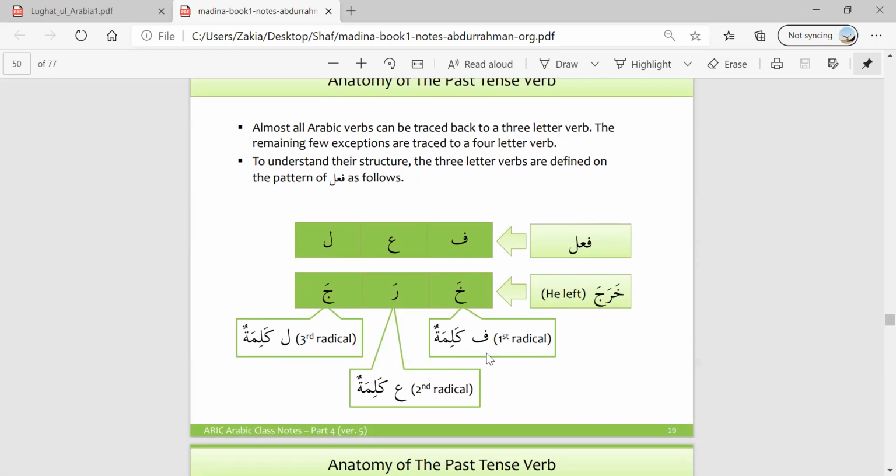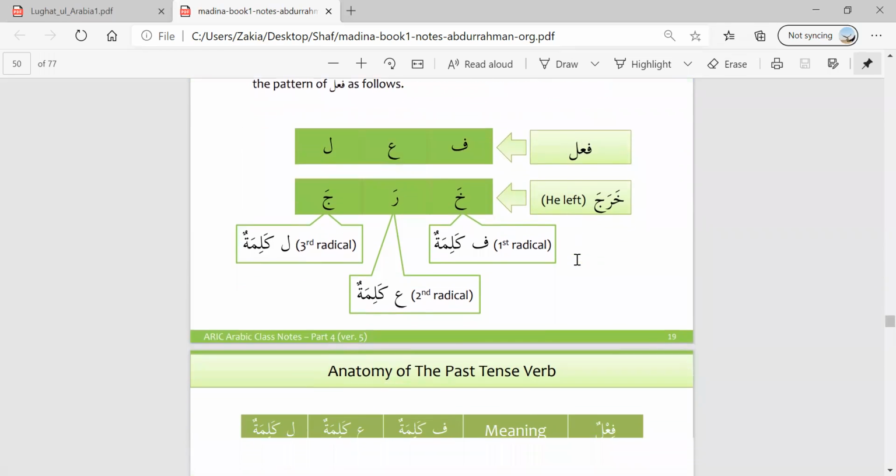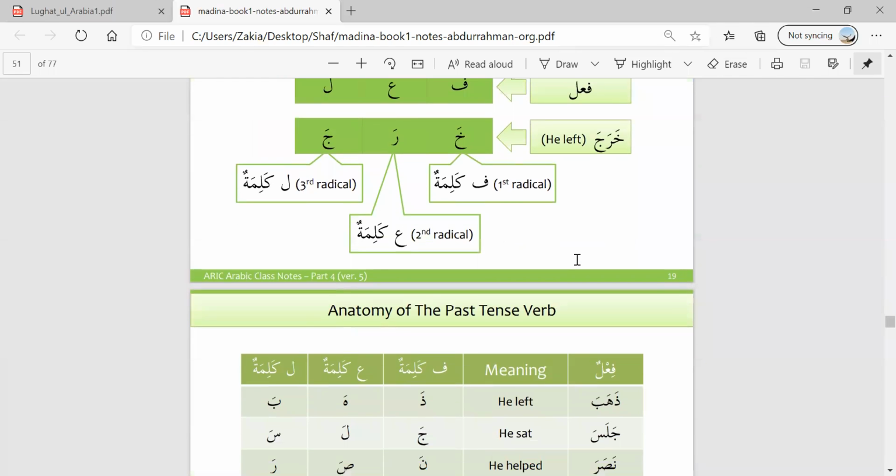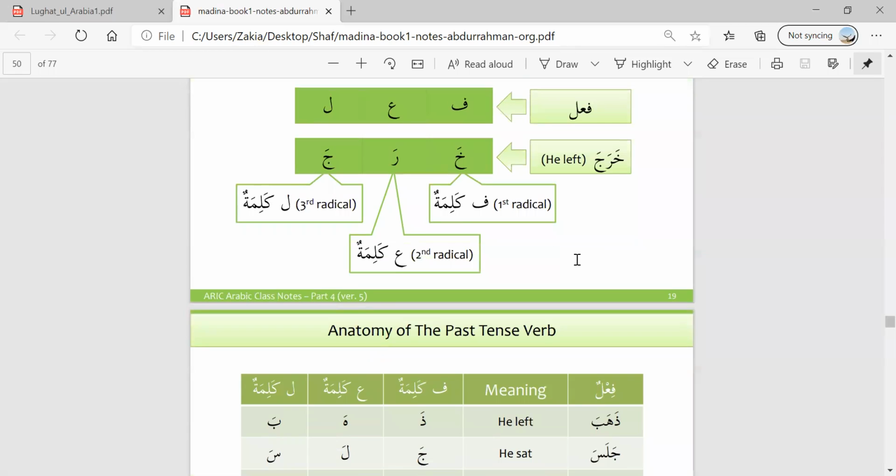They call it the 3 radicals. The first one is fa, and kalimat means a letter. The second is ain, and the third is lam. So what we're going to do is match kharaja with these 3 letters: kha matching the fa, ra matching the ain, and jim matching the lam. That's what it's basically saying. So here we have kha, ra, and jim, and it's matched for you here as well.